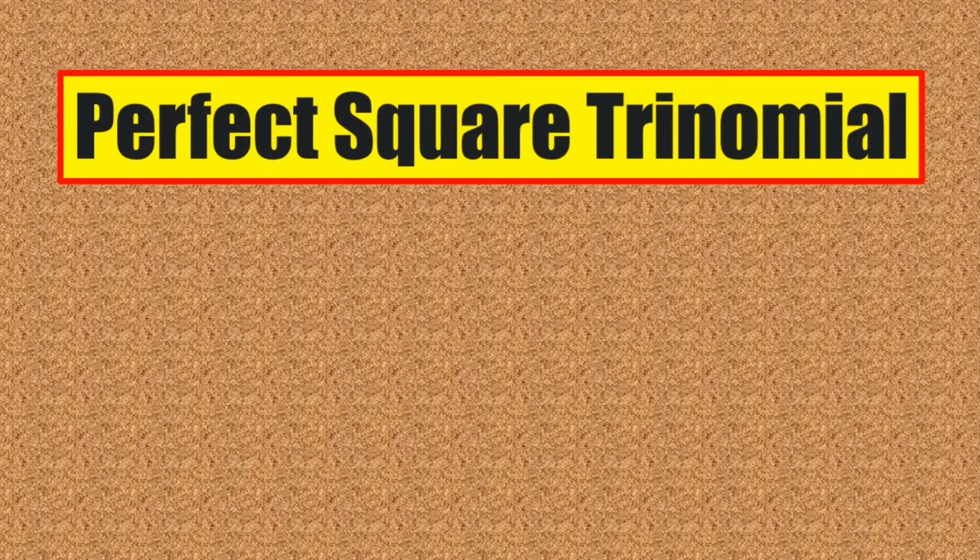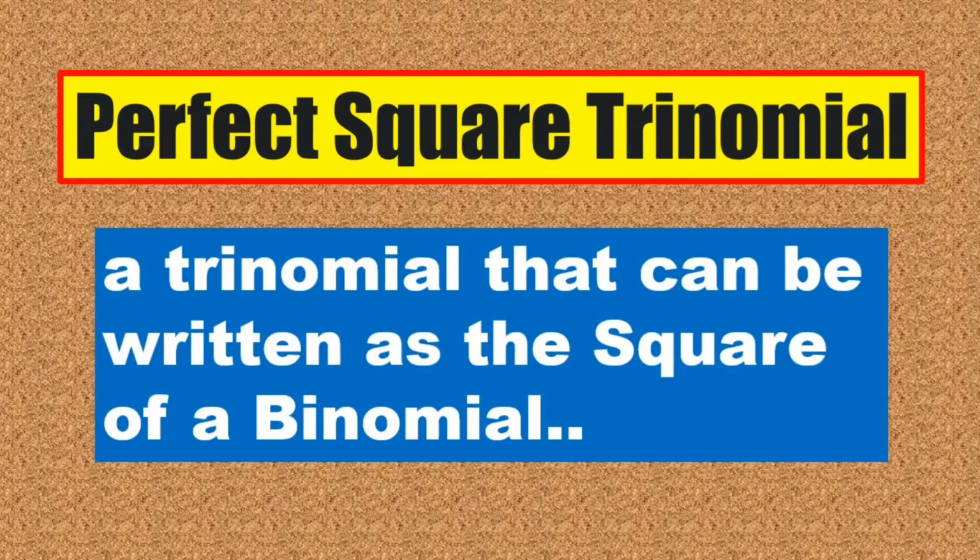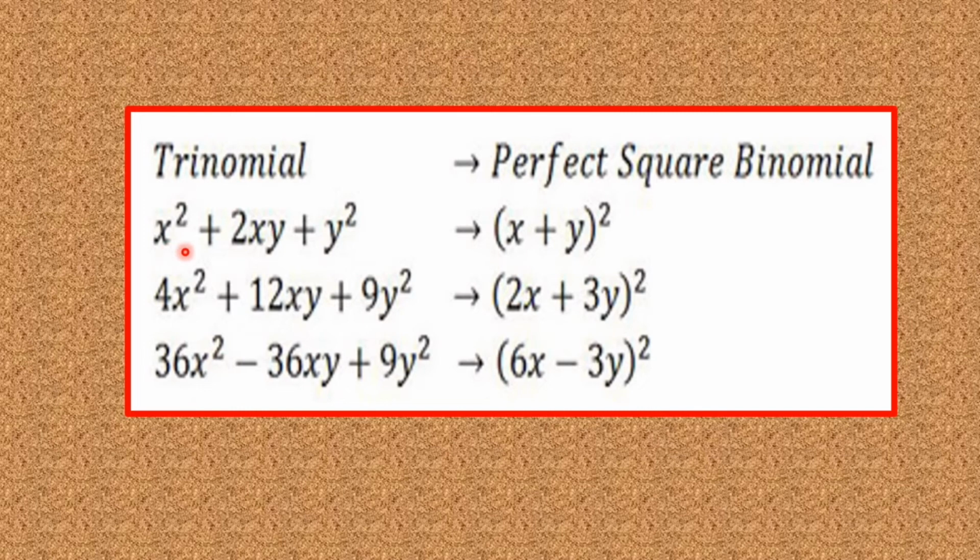Perfect square trinomial is a trinomial that can be written as the square of a binomial. So these are examples of perfect square trinomials. These can be written as perfect square binomials. So, paano malalaman kung perfect square trinomial siya? Yung first and last term ay naka-square.